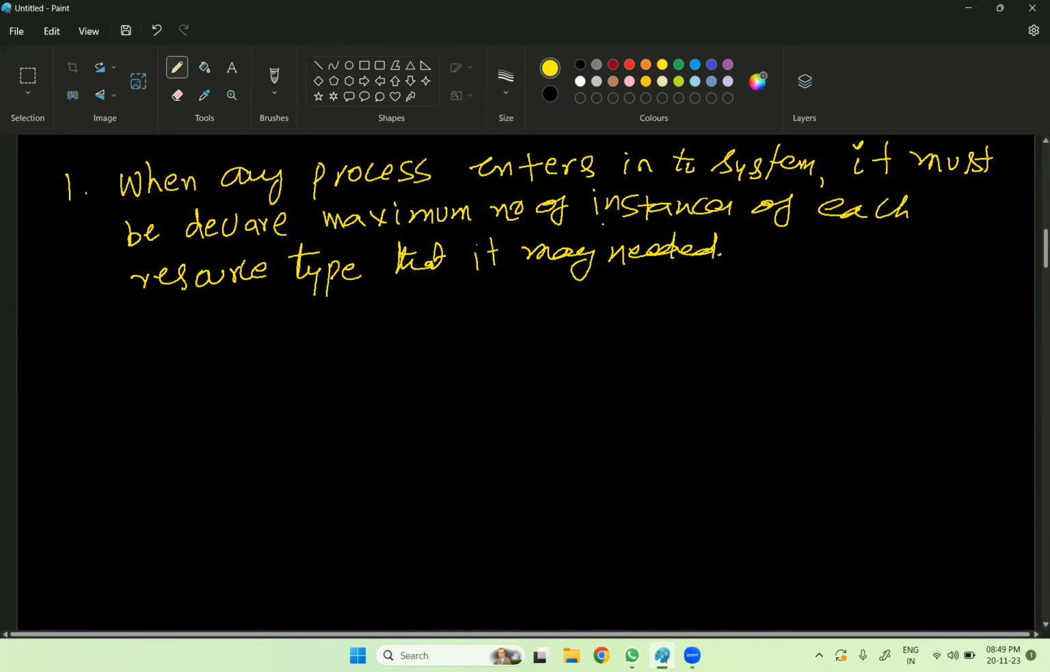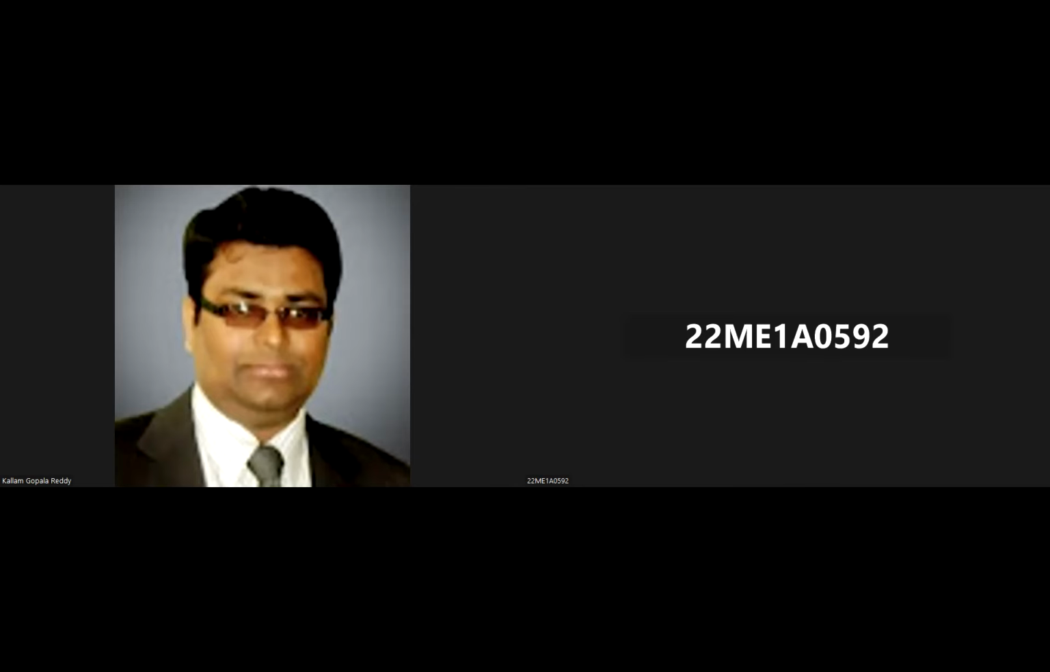So here you could understand one particular thing. The point is, when a particular process enters into the system for its execution, it must declare the maximum number of instances of a resource type. So this is very important while we are trying to do something with the banker's algorithm. And ensure that, second point, ensure that this number, why?